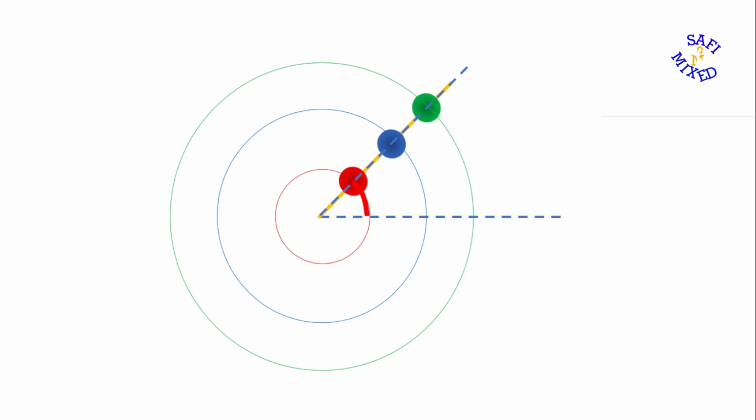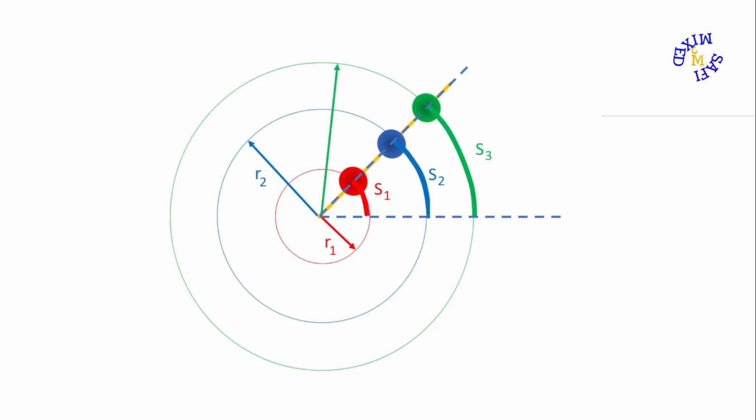The arc length of the red ball I represent with S1 and the radius of the red circle I represent with R1. Similarly, the arc length of the blue ball I represent with S2 and the corresponding radius of the circle with R2. And similarly, the arc length of the green ball I represent with S3 and the radius of that circle with R3. Let the central angle subtended by this motion between the initial and final positions be theta.